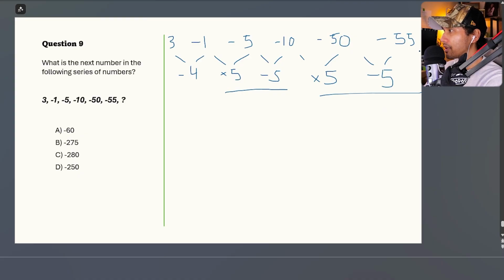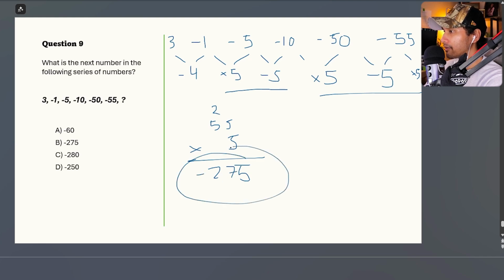Okay, the next number in the sequence would be multiply by 5 times 5. Okay, and then 55 times 5, 5 times 5 is 25, 5 times 5 is 27, carry the negative, negative 275, and that's B.